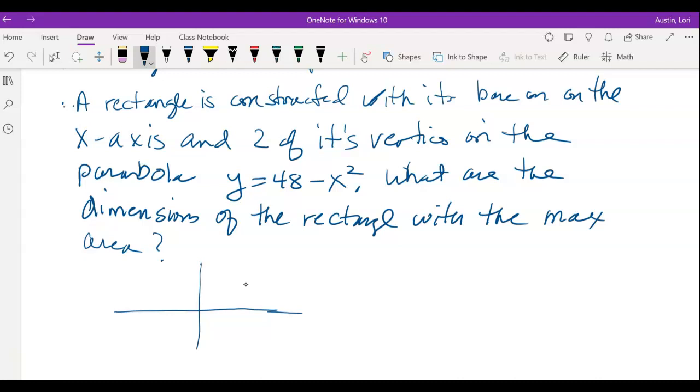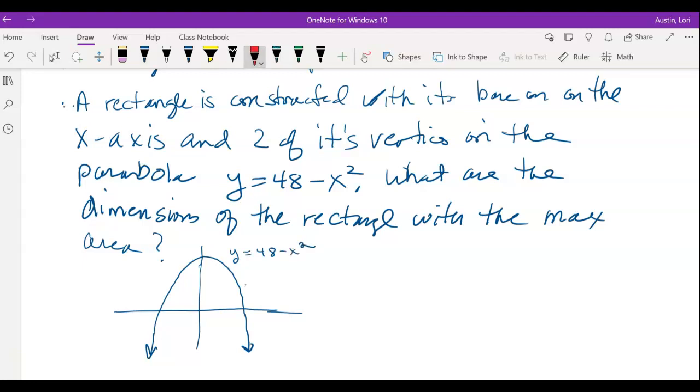This is opening down and it's moved where? 48 units up. All right, so ideally it looks something, I don't know, like this. Okay, makes sense? So you do have to kind of get that idea down because you want to sketch it first. And this is y equals 48 minus x squared.